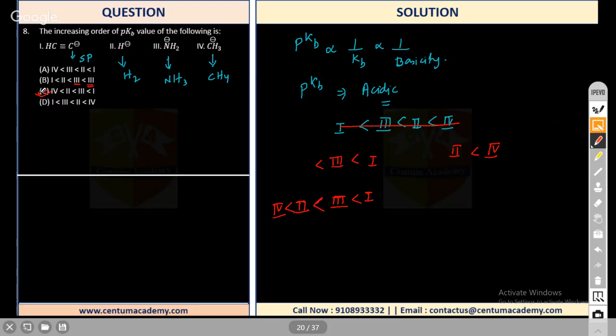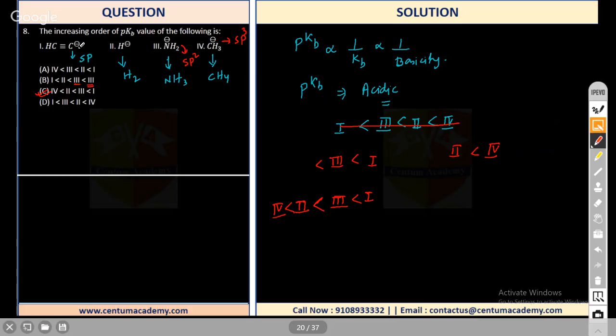You're saying fourth one is more acidic than second. Okay, we have to find out the basicity, right? pKb. So reverse of basicity means acidic order we have to find out. So which one is most acidic? Okay, you tell me what is the hybridization of carbon here? It is sp3, right? What is the hybridization of nitrogen here? sp2. Hybridization of this, let it be, and this carbon is sp hybridized.